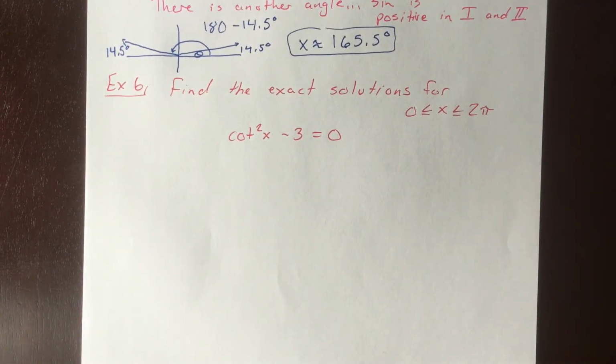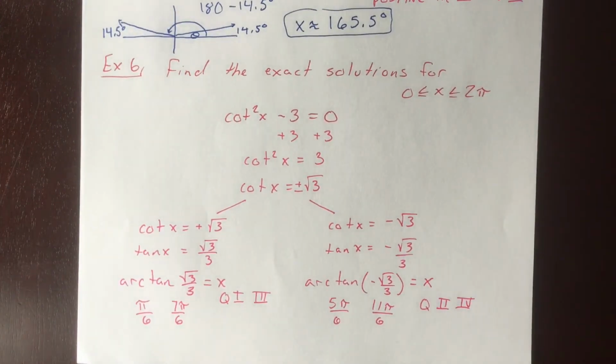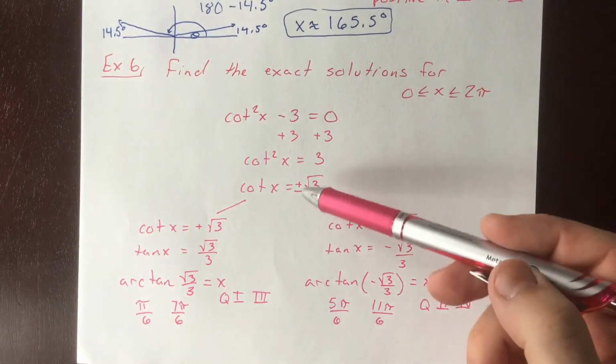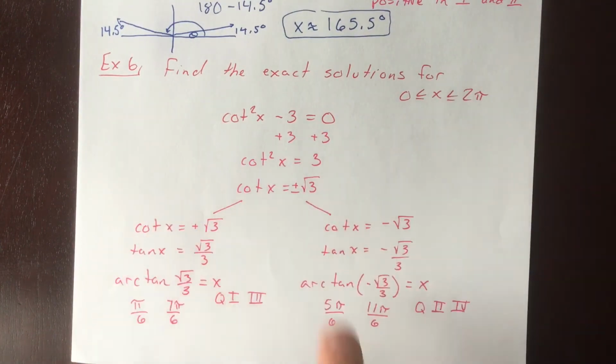So find the exact solutions for cotangent squared minus 3. Pause the video now and give this a shot. Cotangent squared minus 3 equals 0. How would we solve it? All right. So we added 3. We took the square root, knowing that we get positive, negative. I went from there and I split up my problem.